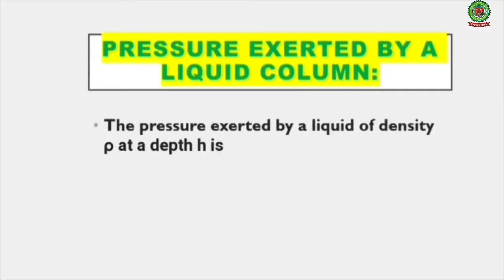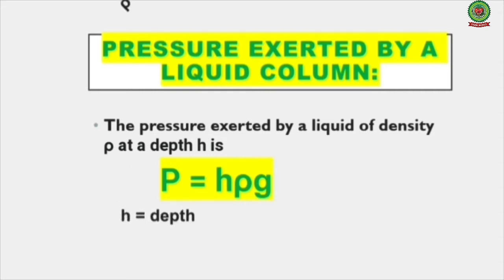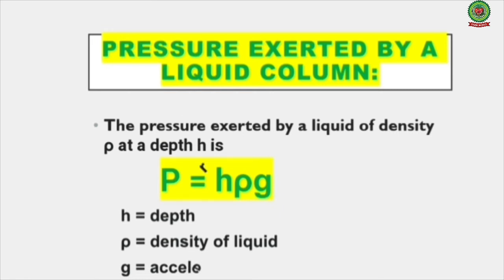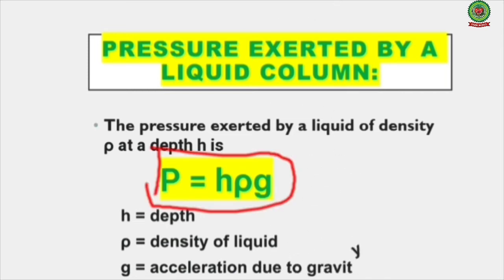Now the next topic is pressure exerted by a liquid column. Students, the pressure exerted by a liquid of density rho at a depth h is P equal to h rho g, where h is the depth of the liquid, rho is the density of the liquid, and g is the acceleration due to gravity. So the pressure exerted by the liquid column is P equal to h rho g.